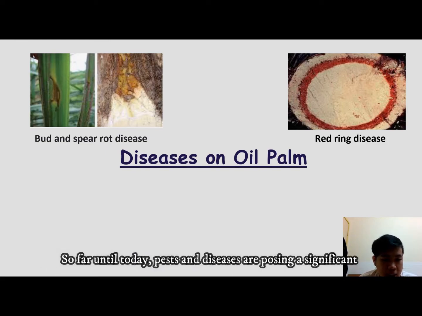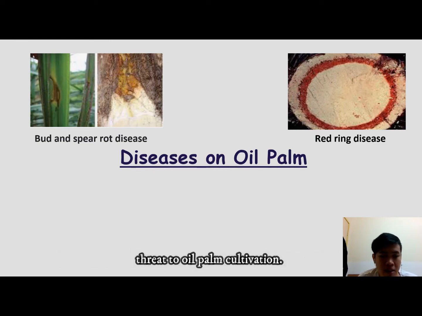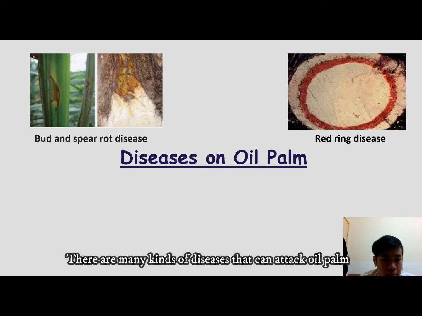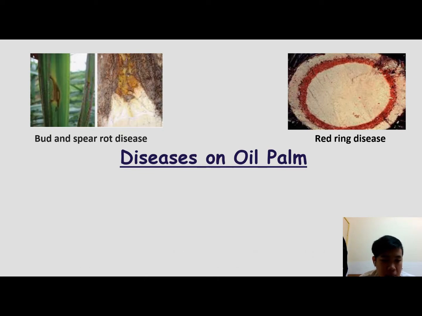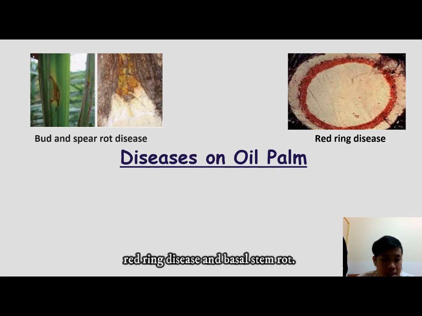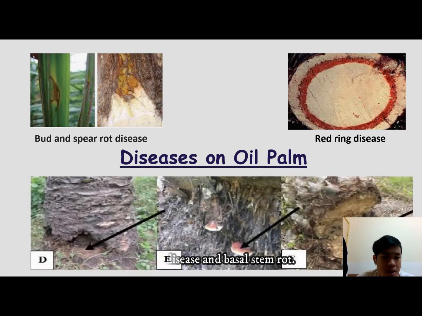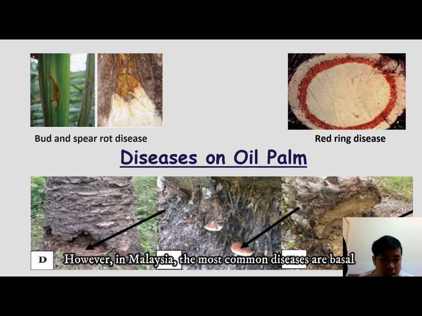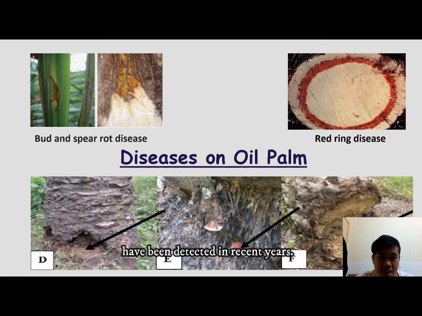So far until today, pests and diseases are posing a significant threat to oil palm cultivation. There are many kinds of disease that can attack oil palm depending on the region. The major diseases that attack oil palm trees are bud and spear rot, red ring disease, and basal stem rot. However, in Malaysia, the most common diseases are basal stem rot disease, followed by leaf spot, which have been detected in recent years.